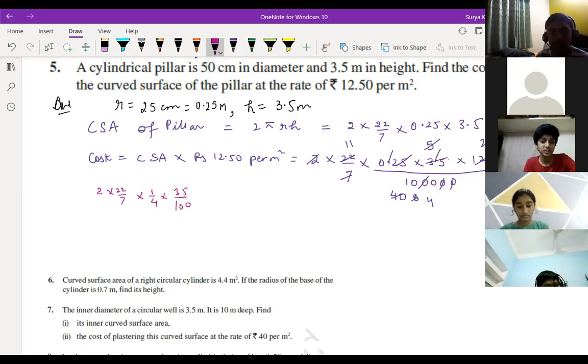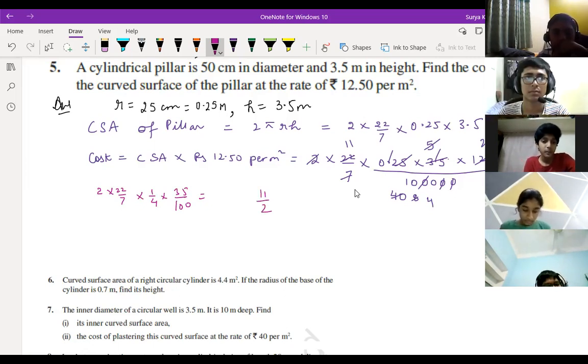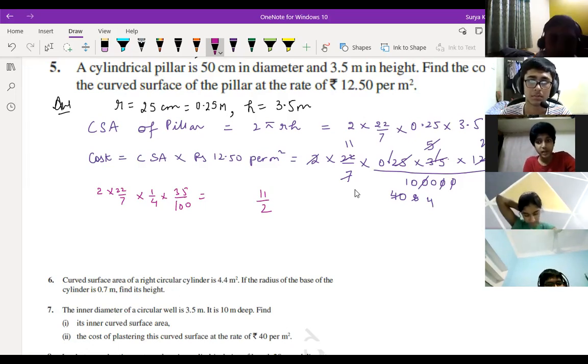Which one is this, the CSA, sir, 2 pi RH. This is CSA, 2 pi RH. Yes, sir. Then I got it as 11 by 2. Okay, let me discuss first. 2 pi RH, you did this one, right? 2 pi. Okay, you got 11 by 2 from this. Yes, sir, 11 by 2.